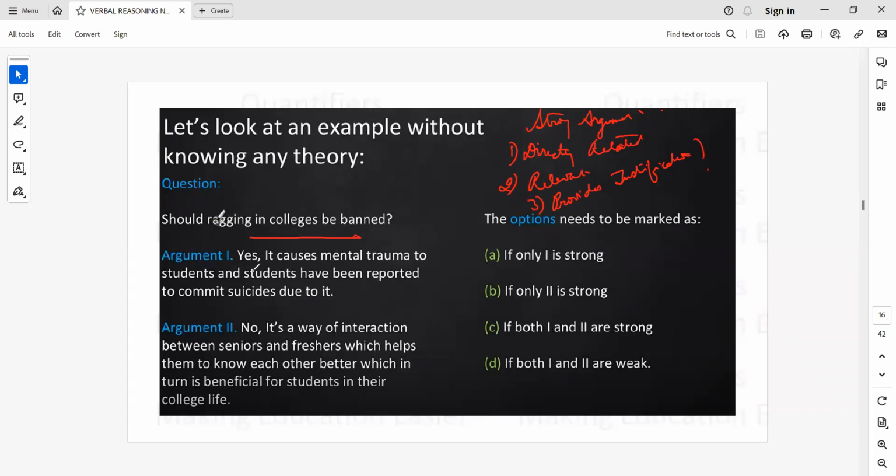Now, it says, should ragging in colleges be banned? Yes, it causes mental trauma to students, and students have been reported to commit suicide due to it. Now, this is because of Bollywood movies, or let's say the newspapers. We know that definitely argument 1 is strong. Now, let's say no, it is a way of interaction between seniors and freshers, which helps them to know each other better, which in turn is beneficial for the students in their college life, right?